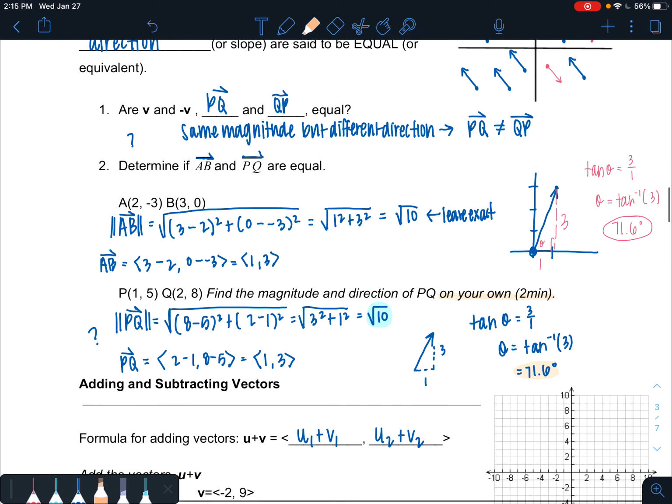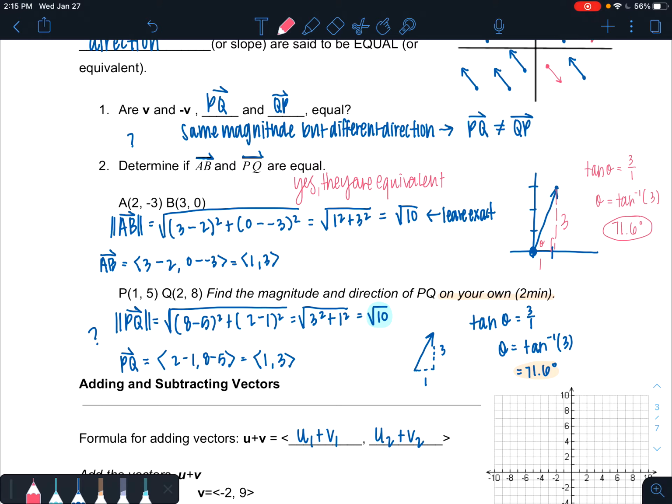Okay, because those two things match up, we have that P, yes, they are equivalent because they have the same magnitude and direction. All right, let's move on to adding and subtracting vectors.